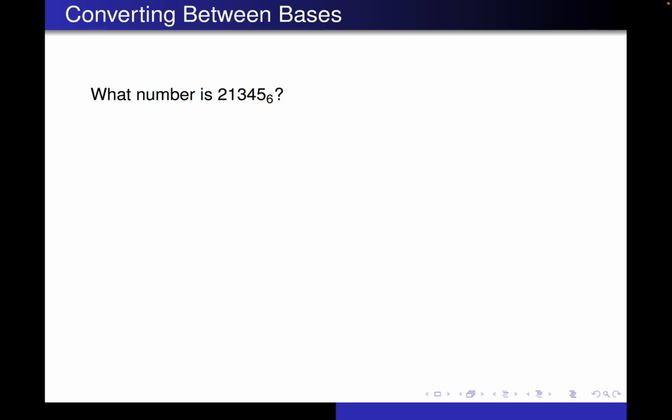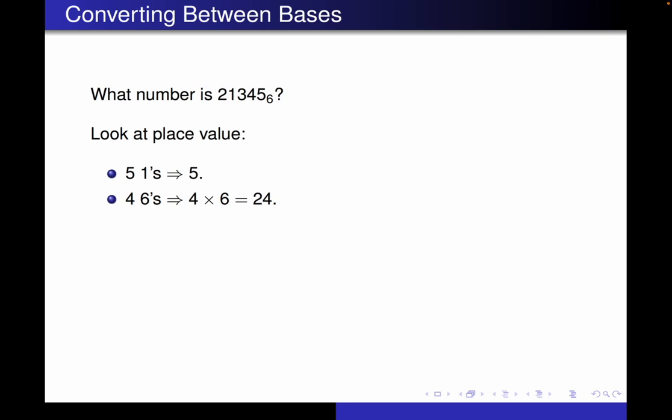So if we're looking at the number 2, 1, 3, 4, 5 in base 6, and we want to know what does that number look like in base 10, well, let's see. We can look at the place values. So that 5 means there are 5 ones. That's no different than base 10. So that just gives us plain old 5. Now for that 4, that is going to be 4 1 zeros. But remember, 1 0 is equal to 6 in base 6. So that means we have 4 6s. So we get 4 times 6 is 24.